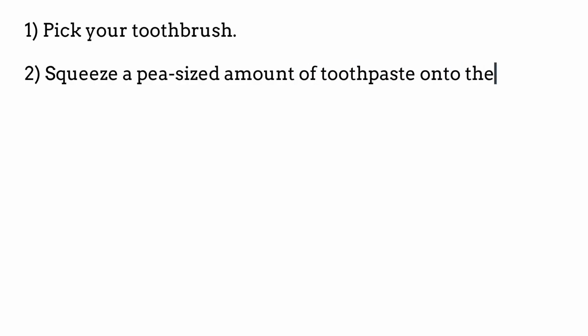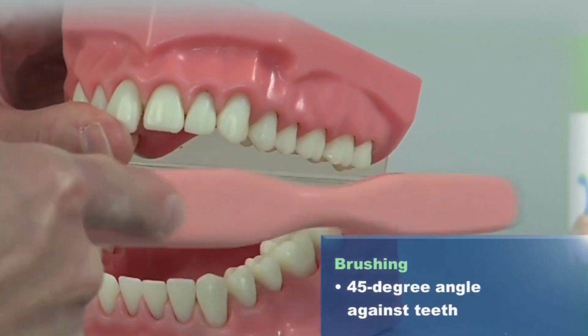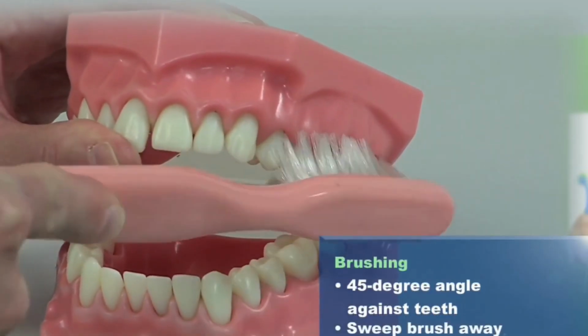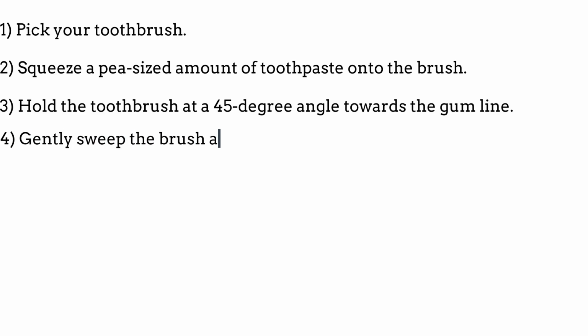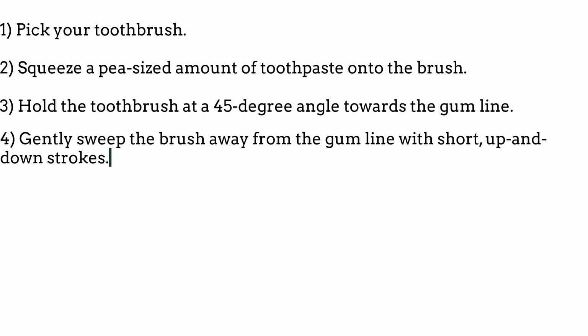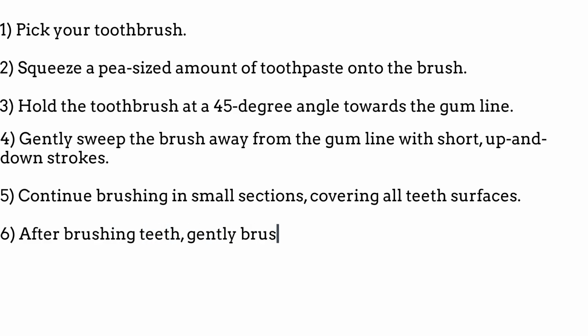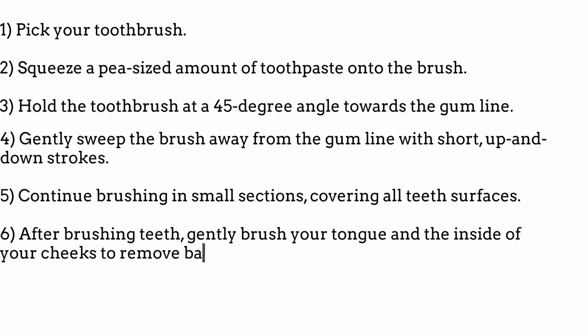First, pick your toothbrush. Second, squeeze a pea-sized amount of toothpaste onto the brush. Third, hold the toothbrush at a 45-degree angle towards the gum line. Fourth, gently sweep the brush away from the gum line with short up and down strokes. Fifth, continue brushing in small sections, covering all tooth surfaces. Sixth, after brushing your teeth, gently brush your tongue and the inside of your cheeks to remove bacteria.